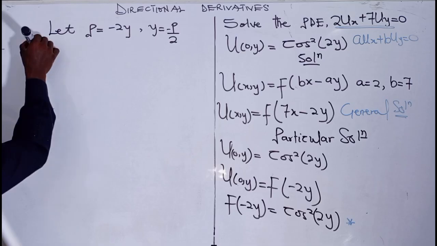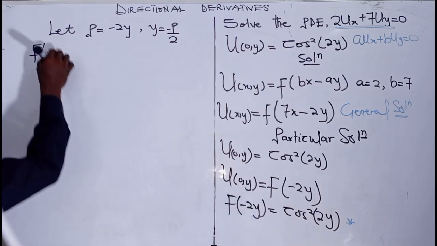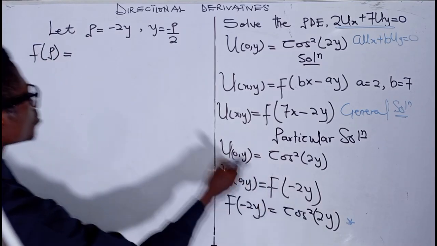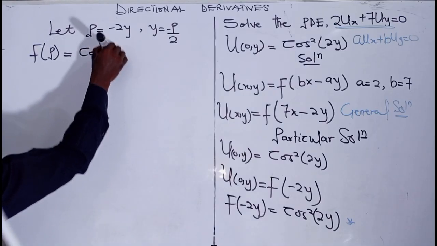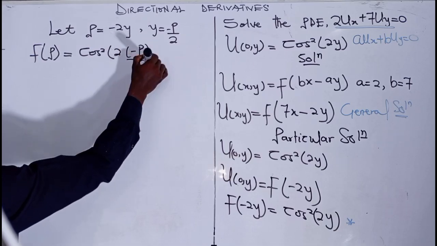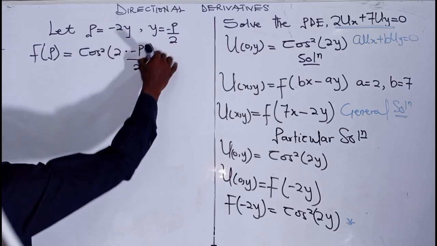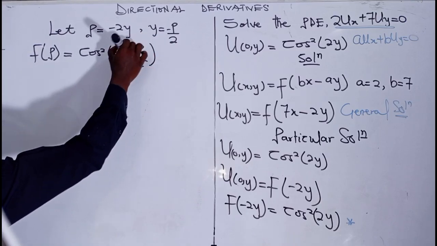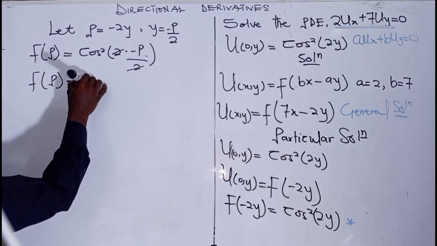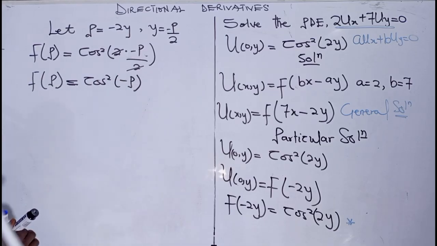So we have f of, we said that our minus 2y is equal to p. So we have f of p is equal to cos squared 2y. So we have cos of 2 times our y, which is minus p all over 2. From here, you can see that these two cancel these two. We have our f of p is equal to cos squared minus p.